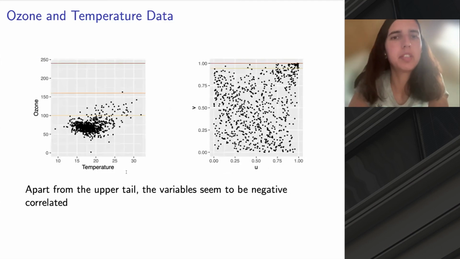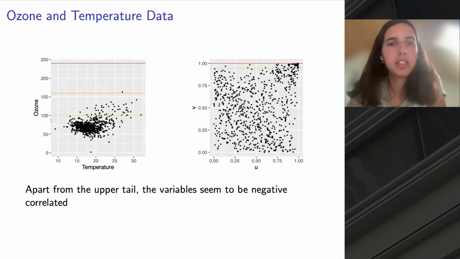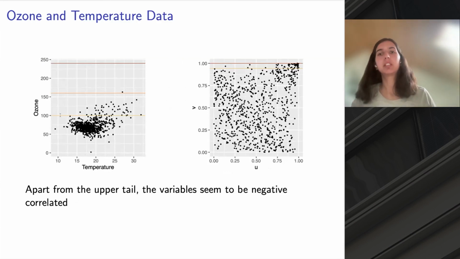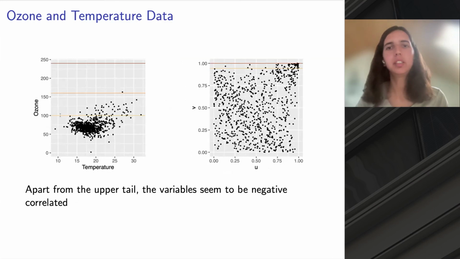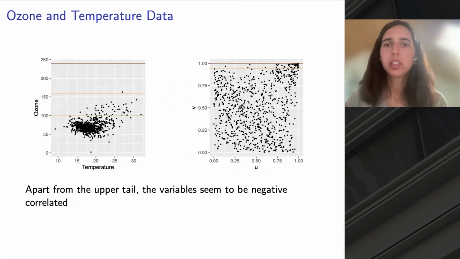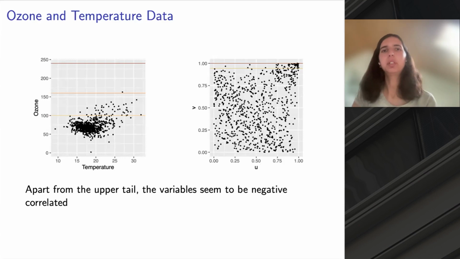So here on the left side, we have the same scatter plot as the first slide that I showed, in the original scale. So we have on the y-axis the ozone, and the temperature is on the x-axis, and then the legal thresholds are the colored lines. On the right-hand side, we have the same variables, but transformed to uniform so that we are able to see the dependence and how that varies in the unit square. And we can see that there seems to be a negative correlation in the body, but there seems to be positive association in the tail. So we were hoping that our model was able to capture this.